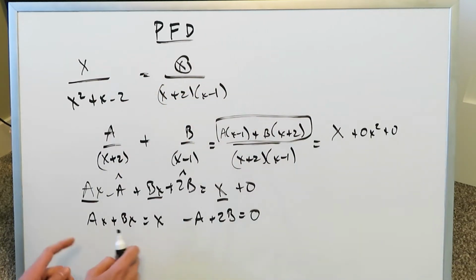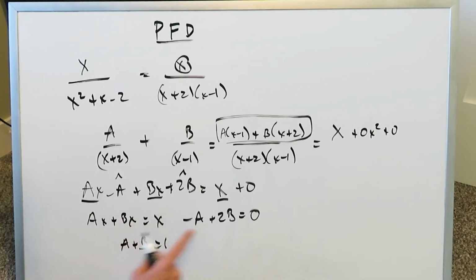Get rid of the variables over here. You're really looking at something which is a plus b is equal to 1. I'm converting these into systems of linear equations. I have minus a plus 2b is equal to 0.